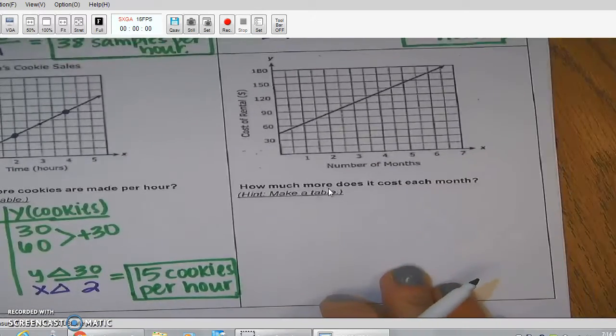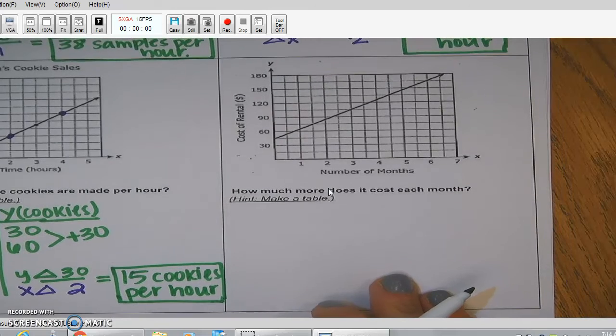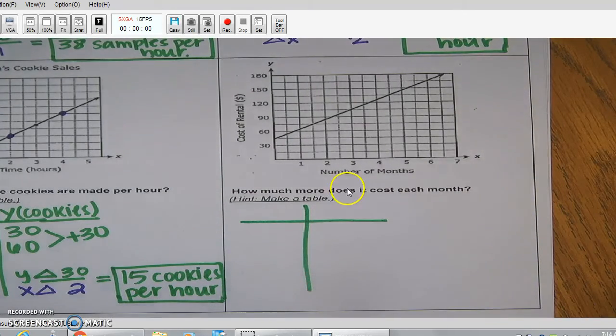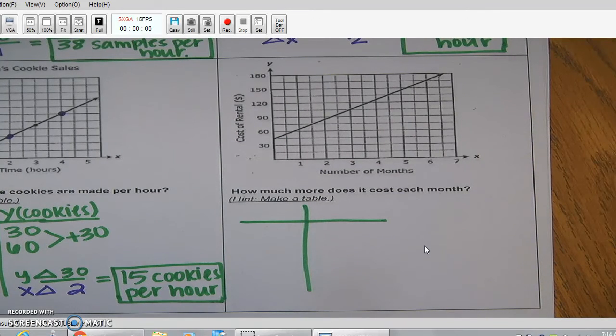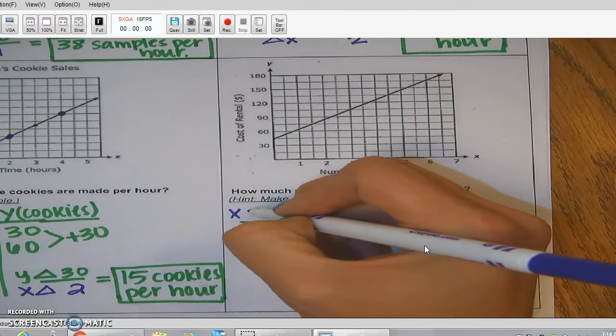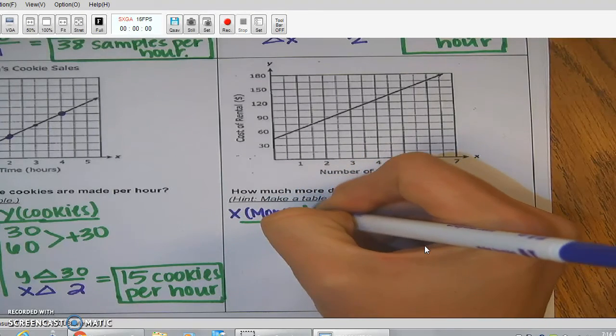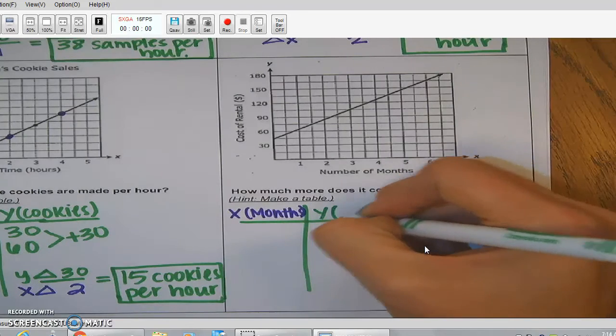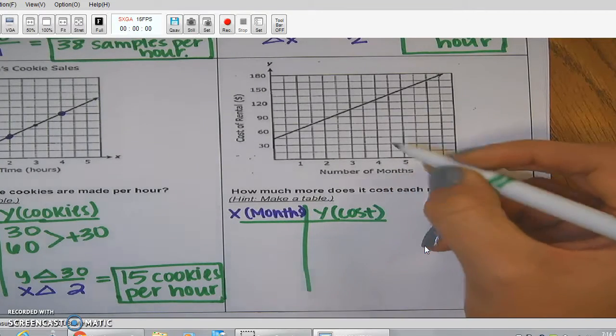Okay, we need to do the same thing with this graph over here. So this time, we'll go ahead and make our table. Our X value is labeled months and our Y value is labeled the cost of rental. So not sure what we're renting, but we're figuring out how much it costs to rent something for X amount of months. So my X value is going to be labeled months, and my Y values are going to be cost in dollars.